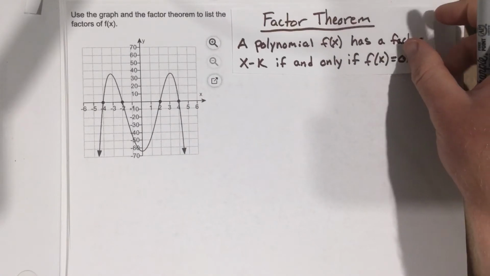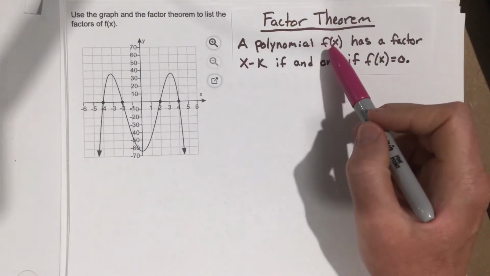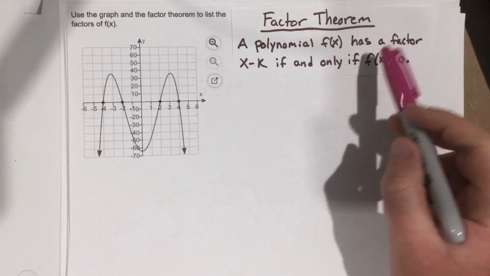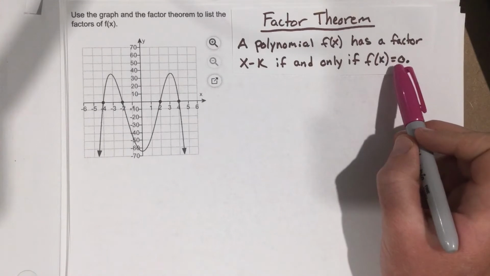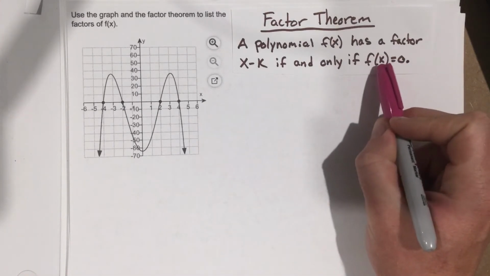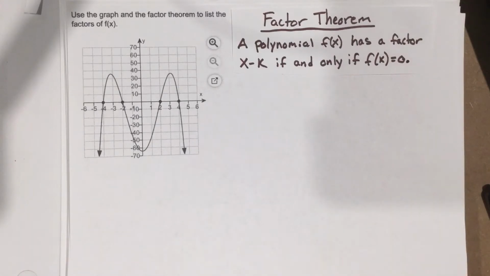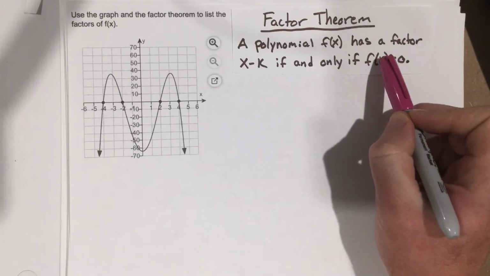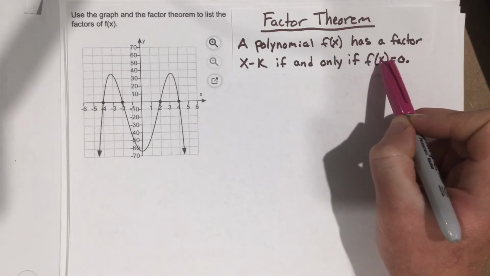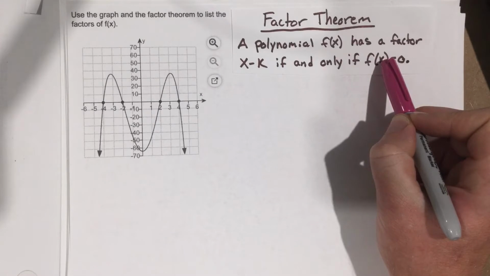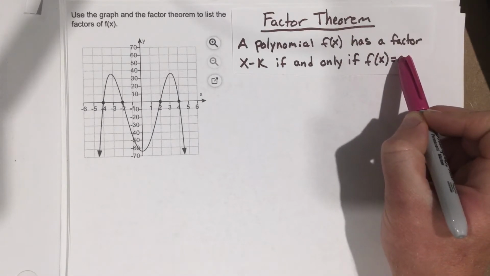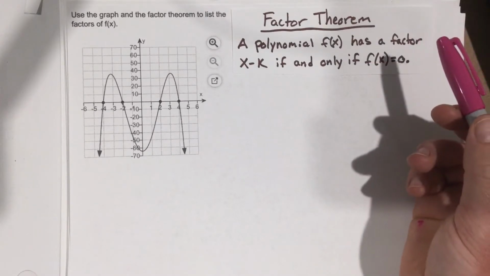Well, the factor theorem states that a polynomial f of x has a factor x minus k if and only if f with an input of k equals 0. So remember, this is f with an input of k. What they're saying is, if your x value or your k value, your input value, produces an output of 0, then it's a factor.